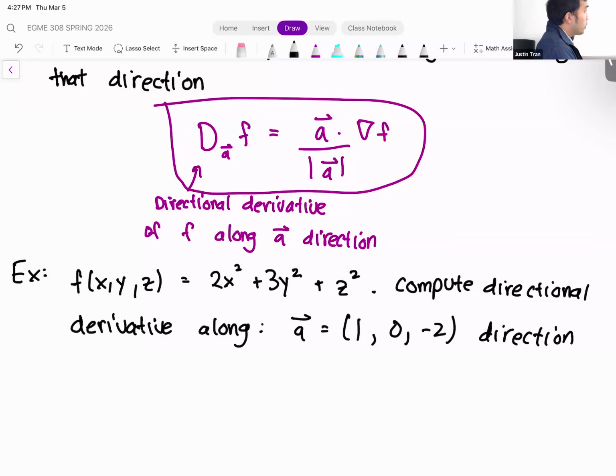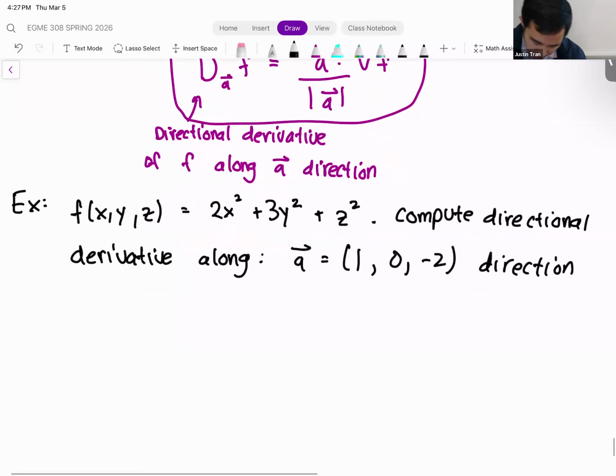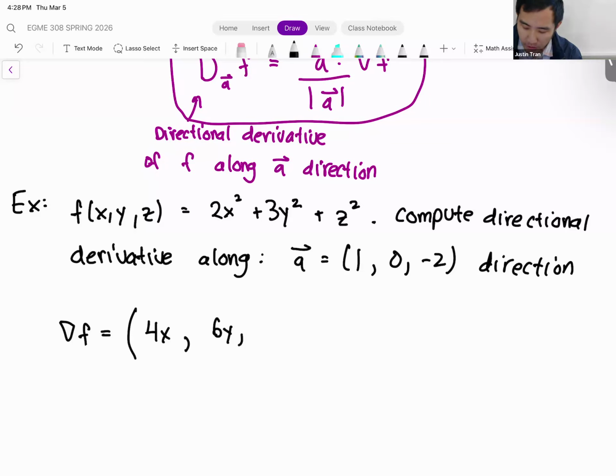So first thing we need to do is compute our gradient. So we're going to take the gradient of f. We're just going to take partial derivatives of our function f here and then store it as a vector. Luckily for us, this function has an x term, a y term, and a z term, so that makes things very simple. So partial f, partial x here is going to be 4x. Partial f, partial y, that's going to be 6y. And then partial f, partial z is 2z. So this first term is partial f, partial x, partial f, partial y, partial f, partial z.